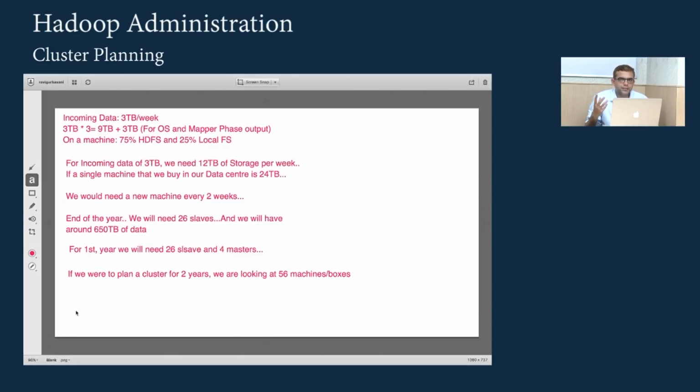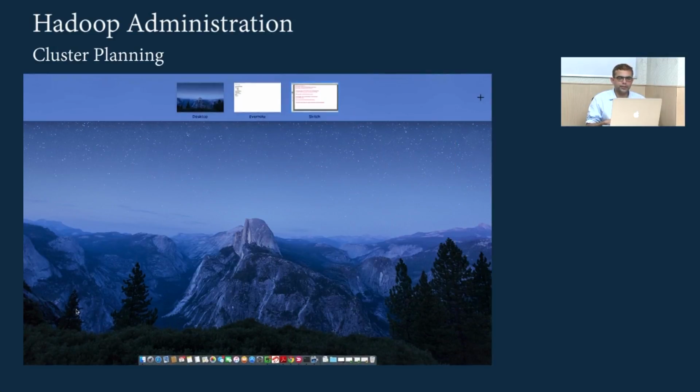If one machine is going to be running for 2 weeks, so basically in a year we will require 26 machines. For 2 years that will turn out to be 52 machines plus 4 machines for the master, one running name node, standby name node, resource manager and standby resource manager. So by the end of 2 years you will require 56 machines. Based on that, as a project manager, you will have to decide the capacity of your cluster. This is how sizing is done in your cluster.